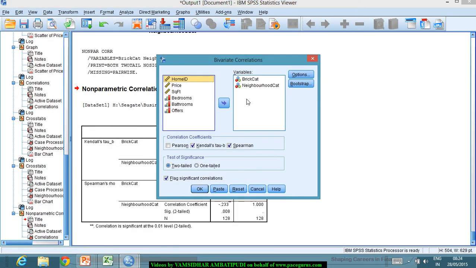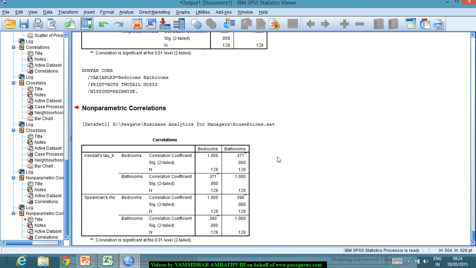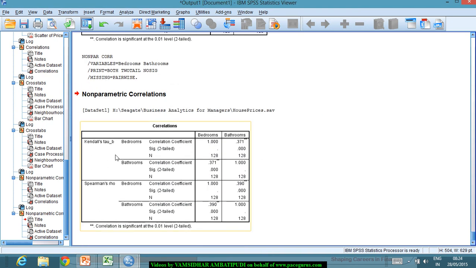I'll use the same with the bedrooms and the bathrooms. I want to know if the bedrooms are higher, the bathrooms are also higher or not. So that's where I want to look at the Kendall's tau. Okay, it is saying Kendall's tau is only 0.37, whereas Spearman's rho is around 0.39. Though there is a positive relationship between the two, it's not very close to 1. So it doesn't mean higher number of bathrooms means higher number of bedrooms or vice versa.